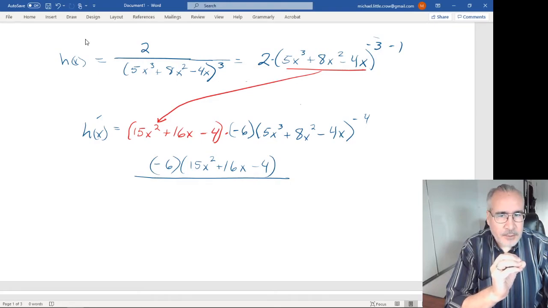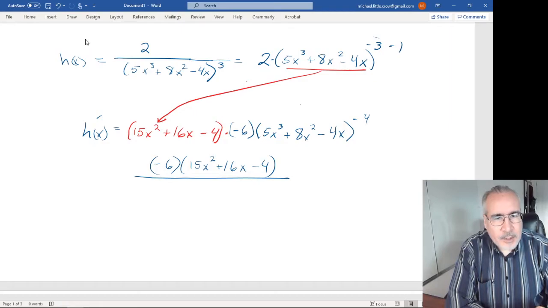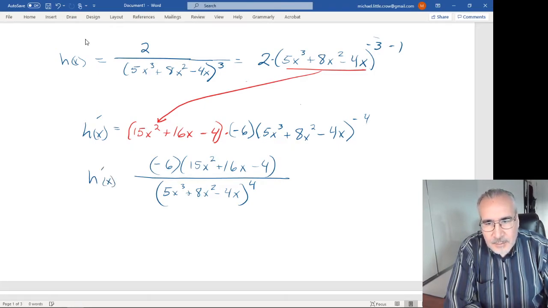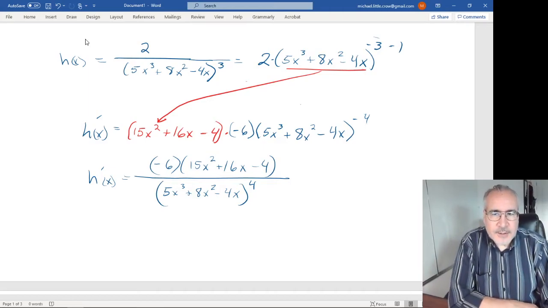Derivative of the inside, boom, times the derivative of the outside. With that bubble approach, everything inside just stays in there. So then we get 5x to the third plus 8x squared minus 4x. Again, when I move it back down, it becomes a positive exponent. So again, we could write it this way. The top way is fine too. But just get some practice with the algebra skills. Get some practice with writing it out this way. And we'll be all good.